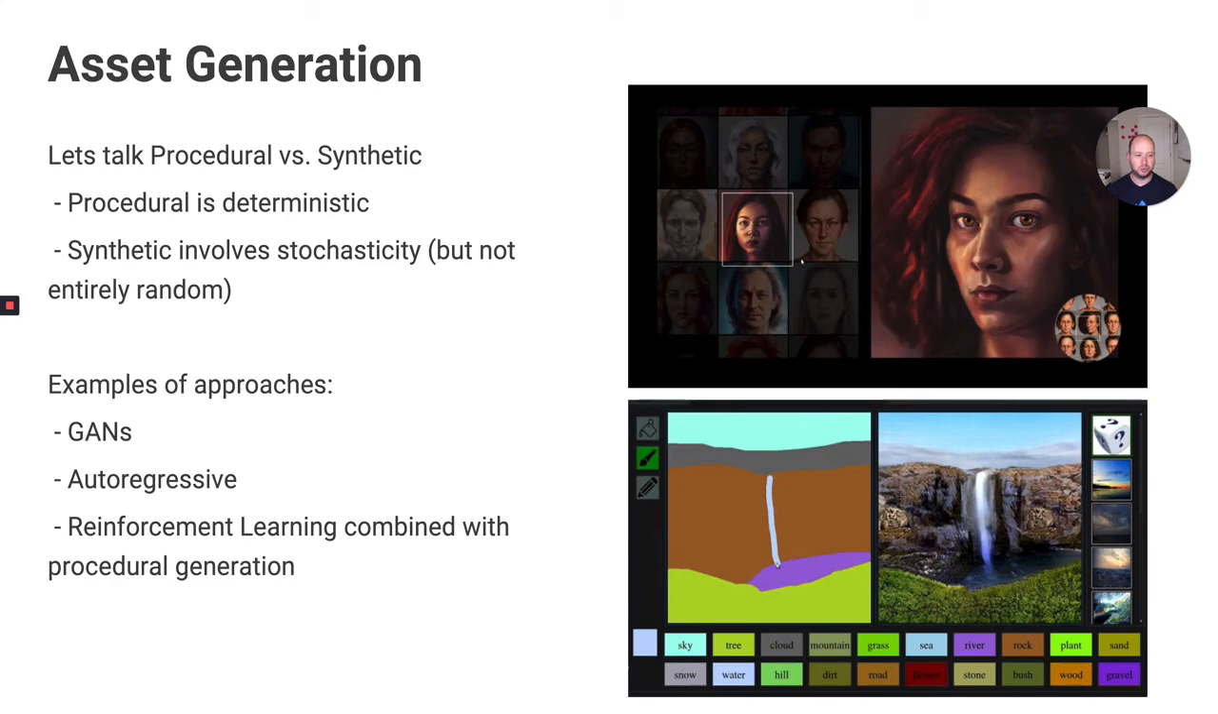But we don't really know what to expect in the same way that we would with procedural, where we know directly what we get. Whereas with synthetic, it's often an implicit representation that we can then manipulate in ways where we don't exactly know how it will change it.